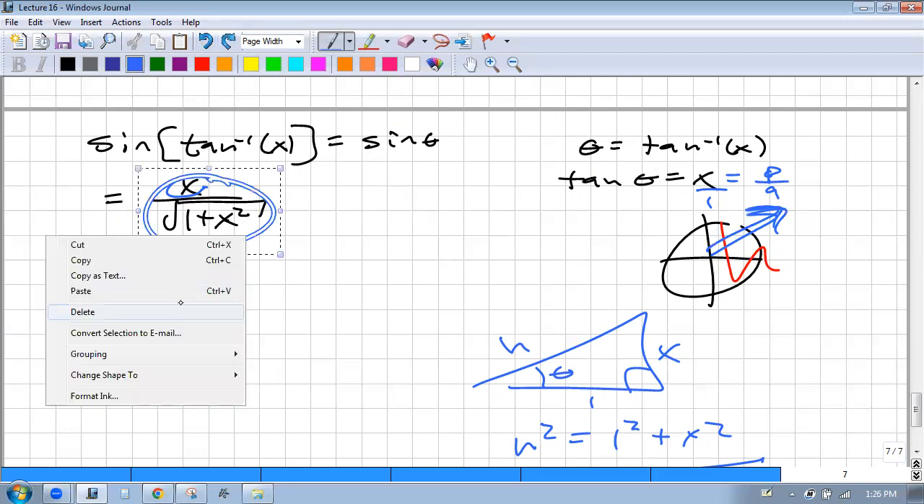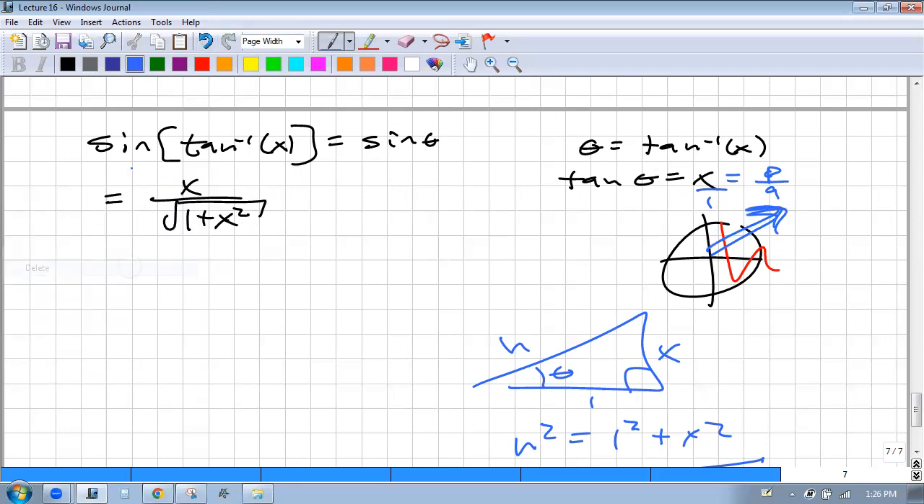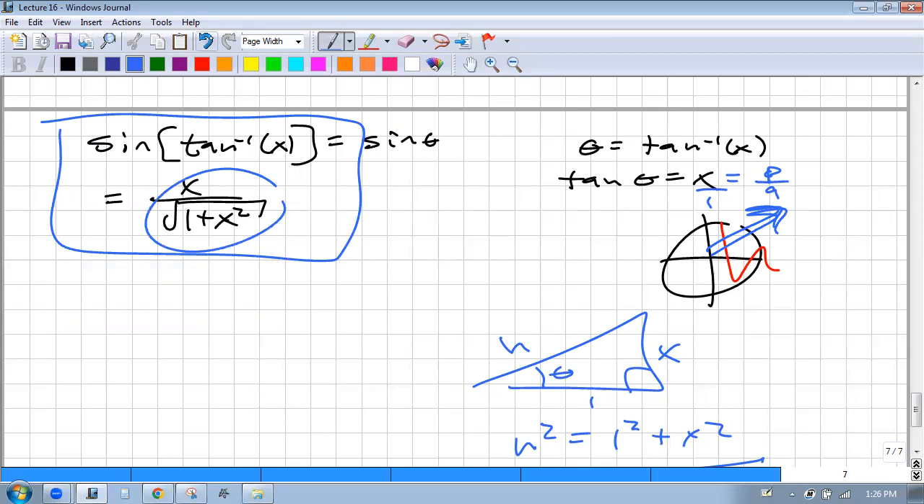Okay? So there's your formula for this guy. Anytime you have sine of tangent inverse, this is always your answer. Whether x is positive or negative, you just plug it in. See, this guy right here, positive or negative, you square it, you get a positive number. So when you have things squared, it doesn't matter. Here, this could be a positive or a negative.